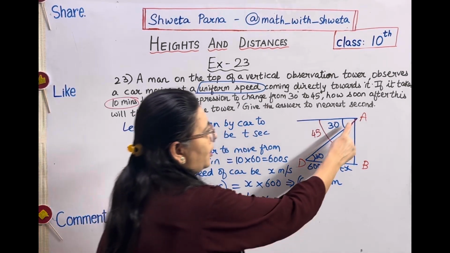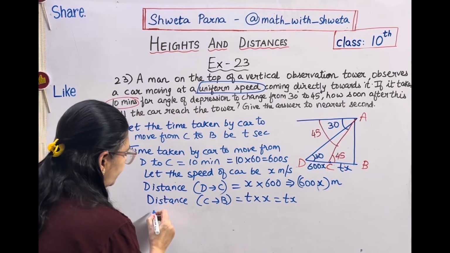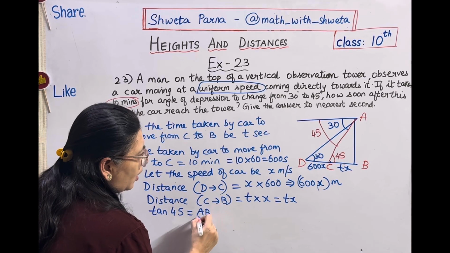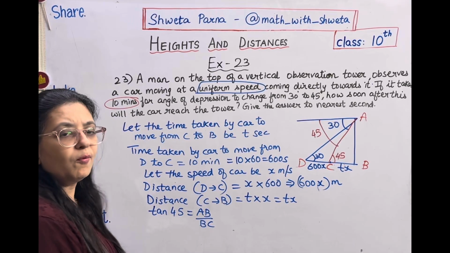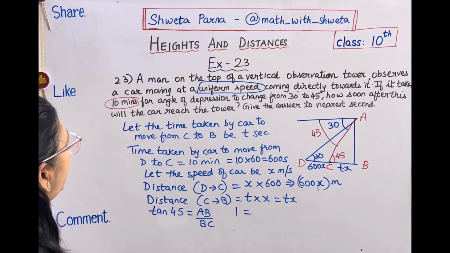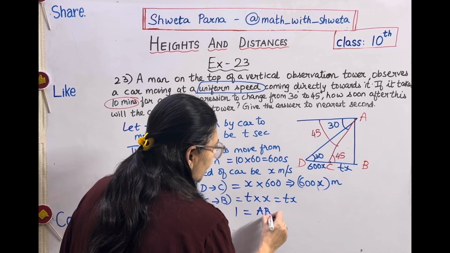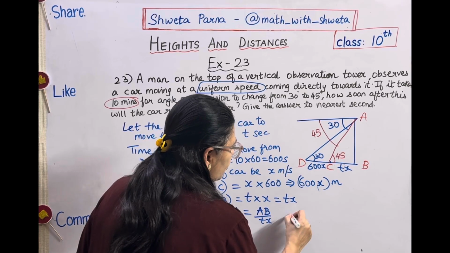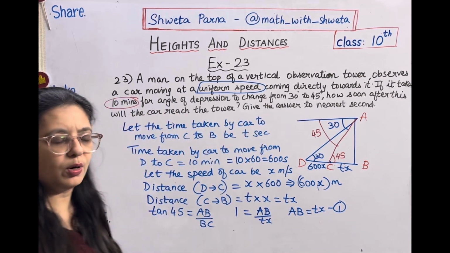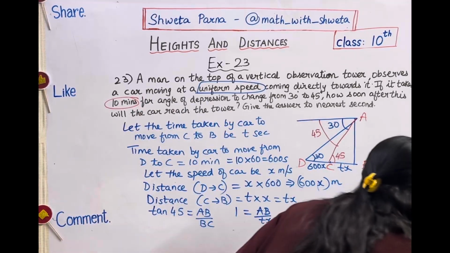So first let's take up this smaller triangle which is ABC. Find tan 45. Tan 45 is AB upon BC. Correct? What is the value of tan 45? 1 is equal to, now any other information is given to you? No. So 1 is equal to AB upon tx. So AB is equal to tx. This is the first part that you got. So AB you got here as tx. Okay. Now coming to the next part.